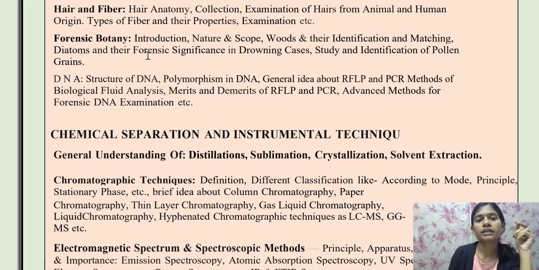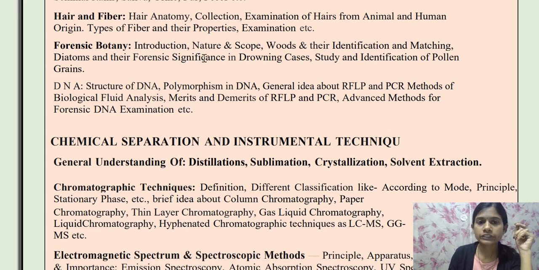Then forensic botany. So forensic botany: introduction, nature and scope. In the starting topic I just explained about botany, which includes different evidences like wood, leaves, flowers, pollen grains. So that is only the introduction, nature and scope of forensic botany. Then woods and their identification and matching.